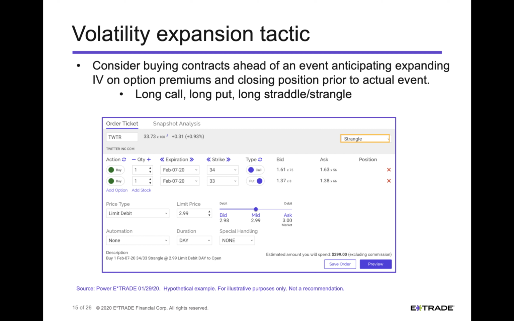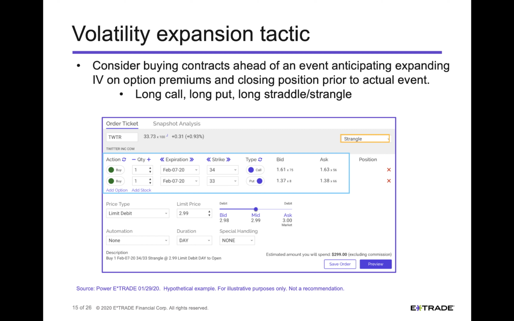I've built a strangle, and I am buying the February 7th 34 call option and I'm also buying the February 7th 33 put option. So I'm buying a slightly out of the money call and a slightly out of the money put. And I'm paying $2.99 for that. By the way, this is also considered to be predictive. The market is expecting that Twitter is going to move about $3, so about 8% between the time that I put this trade on to February 7th. That's one of the ways you can kind of see what the market is predicting, if you will, the movement here.